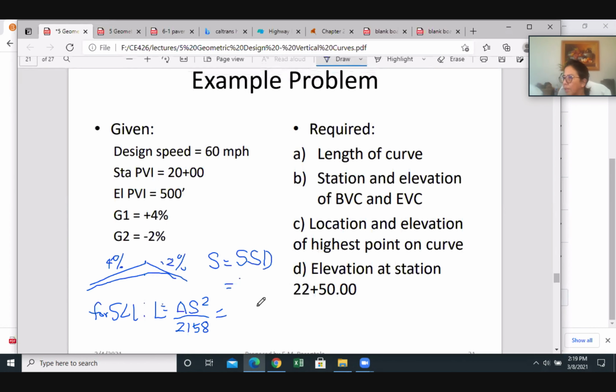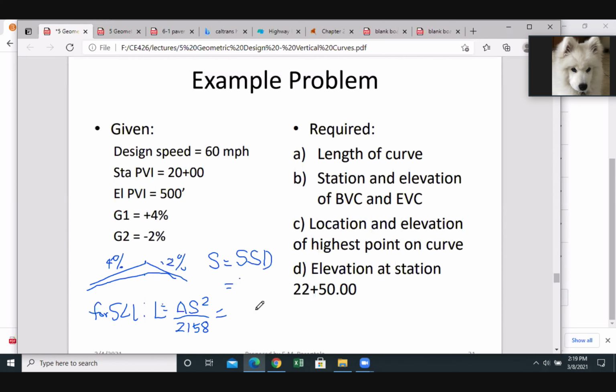Sorry, what is that symbol before the S square? A. The difference in grade, algebraic difference in grade.